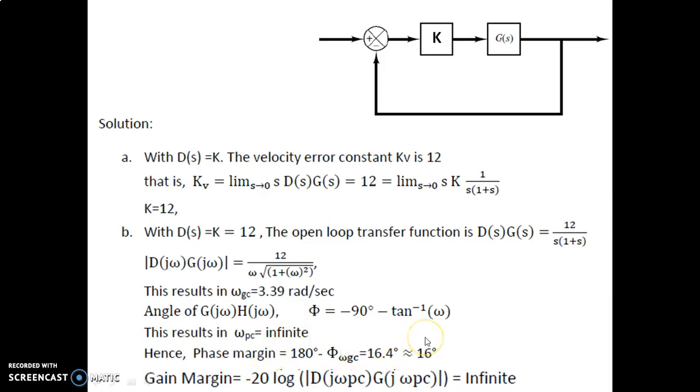So this is the uncompensated system. The gain margin is infinite here because it has only two poles and omega PC is infinity. But the phase margin is very low, which is 16 degrees. We are supposed to now provide the compensation such that the phase margin increases from 16 degrees to 40 degrees.